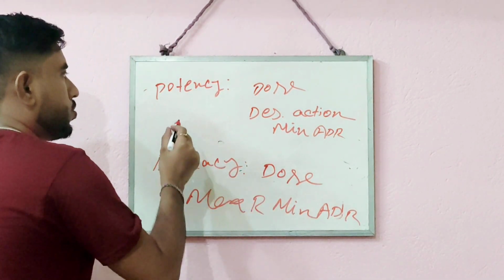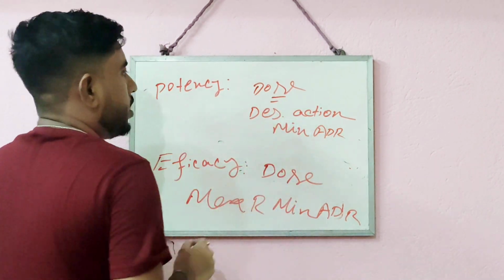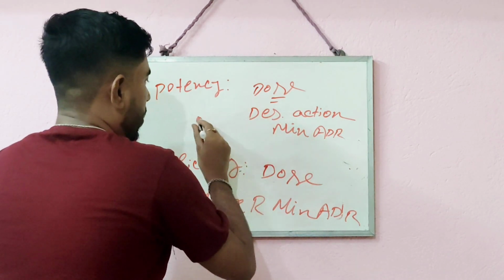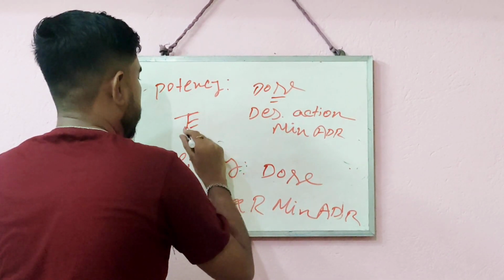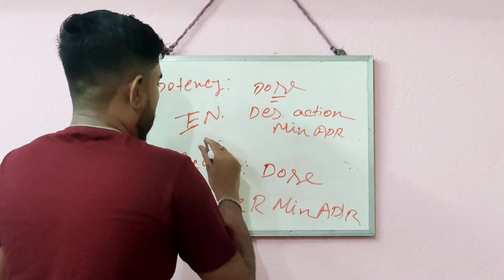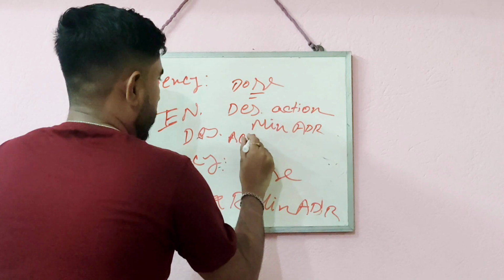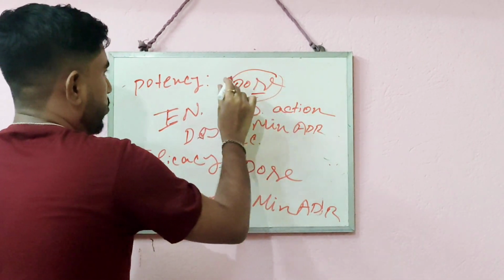So what is the difference between potency and efficacy? Potency is the dose of the drug that is required, at minimum, to show its intended or desired or acceptable drug reaction. That dose is called potency.